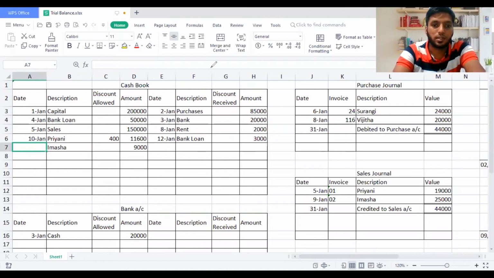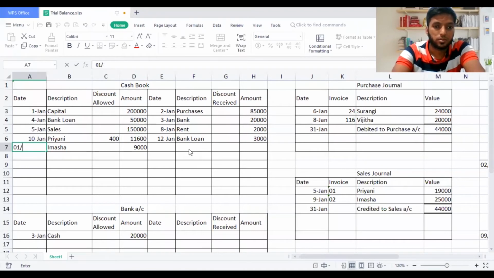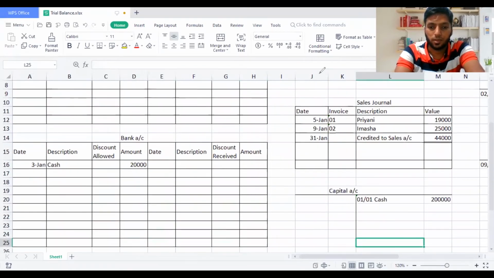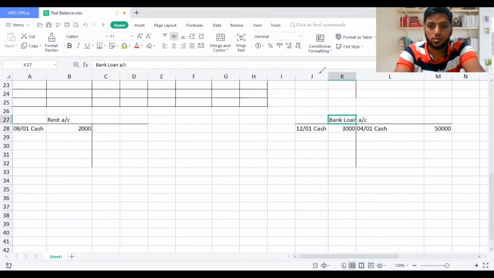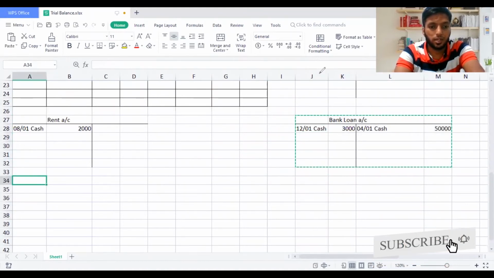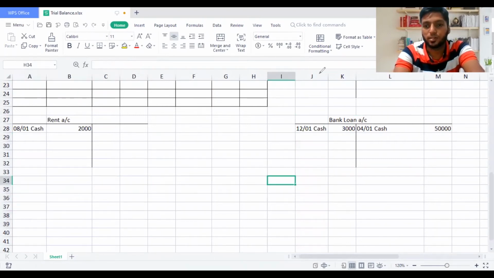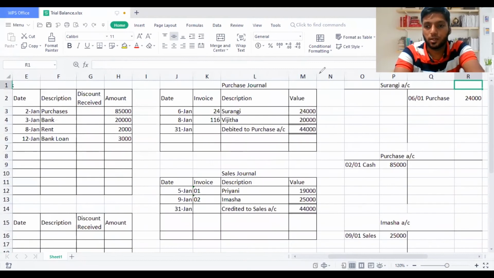Then what's the date we are going to record Imasha? Imasha is recording it on 20th first. So 20th first, 9,000. Then what do you have? I'll open up Imasha's account. Sorry, we had an account called Imasha, right? So I'll record it in Imasha's account.